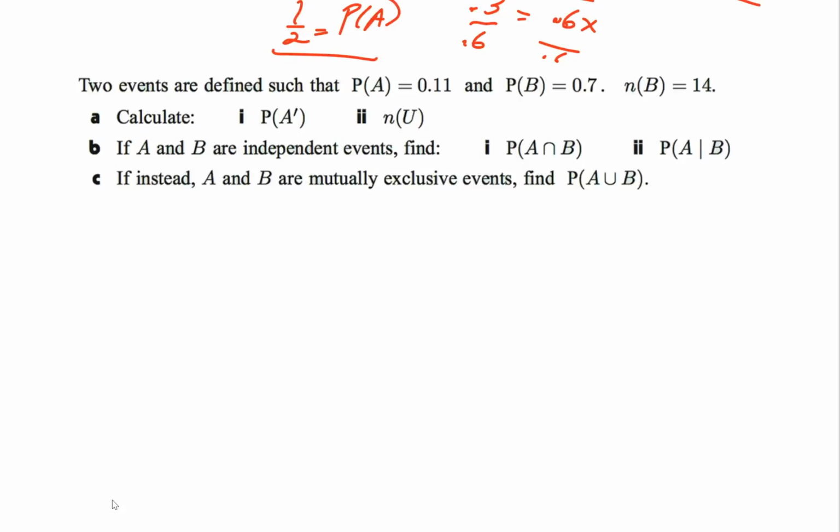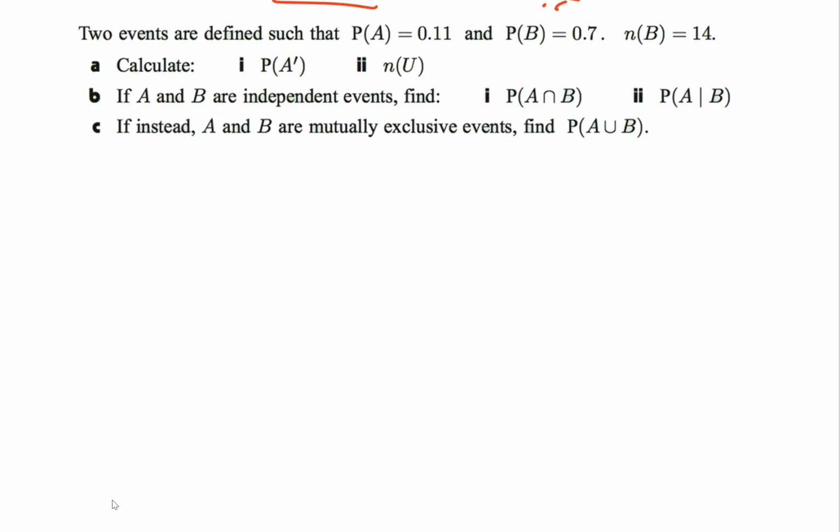Next example. This is more just like a rehash of everything to make sure we understand the concepts before we move on to our final concept for the day. So this first part. Probability of A equals 0.11. Probability of B equals 0.7. And the number in B is 14.